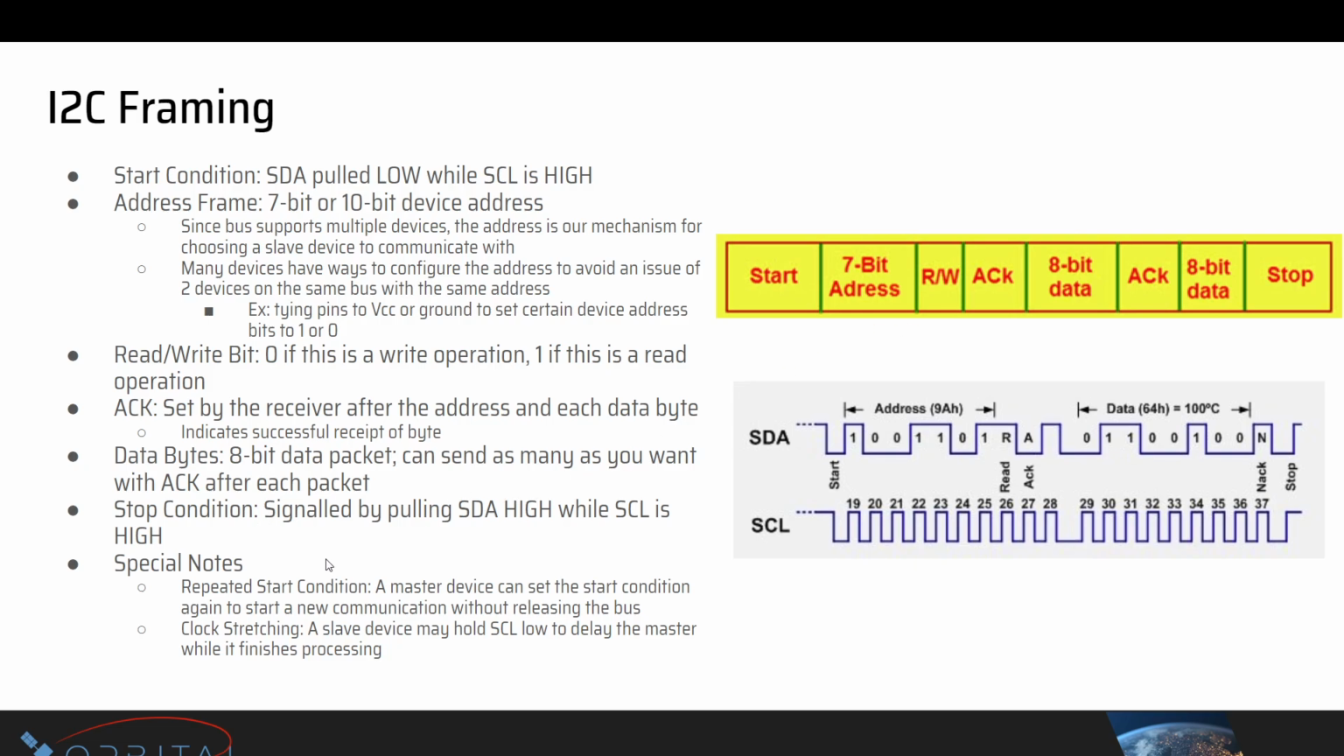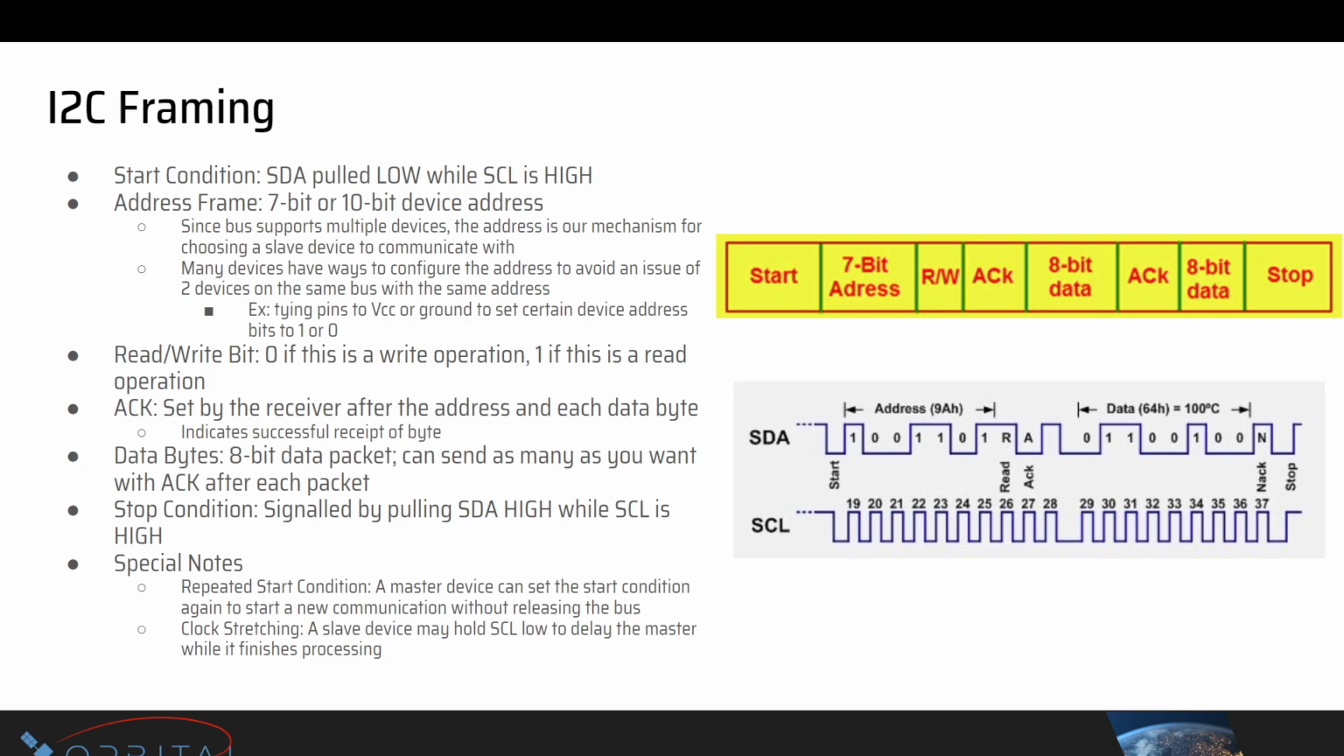And then at the end, you would have a stop condition, which is just the data line being pulled high while the clock line is also high. So both the start and stop conditions need to happen while the clock line is high. And some quick notes, like I just mentioned, you have a repeated start condition where the master device can set the start condition again to start a new communication without actually releasing the bus. And then also you can have something called clock stretching.